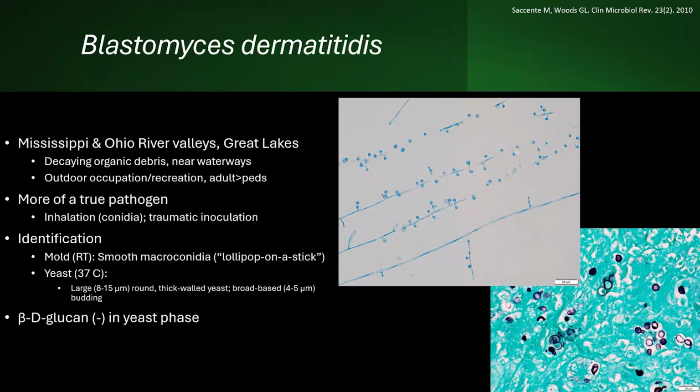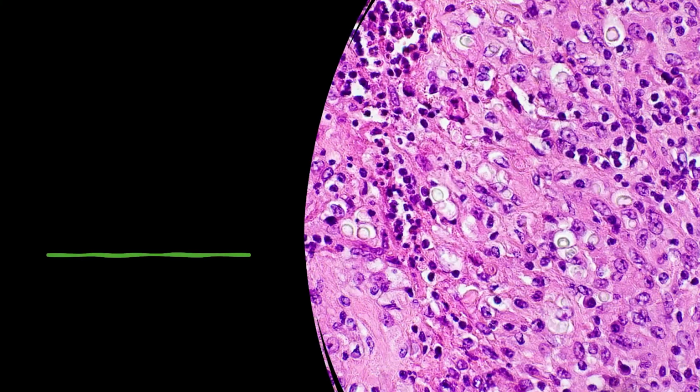Blastomyces is negative for beta-D-glucan when in the yeast phase, so serologic testing for beta-D-glucan during active infection is not particularly helpful for diagnosing blastomyces. So here you see a prominent capsule of blastomyces, some broad-based budding coming off, and poor staining of that capsule. So this is an H&E stain from a tissue biopsy.